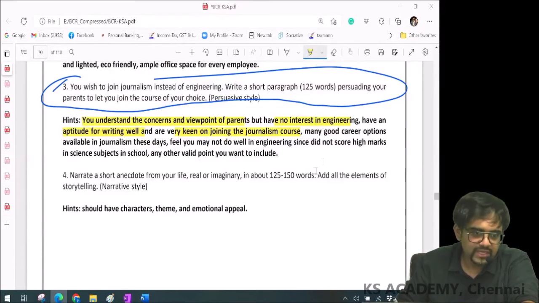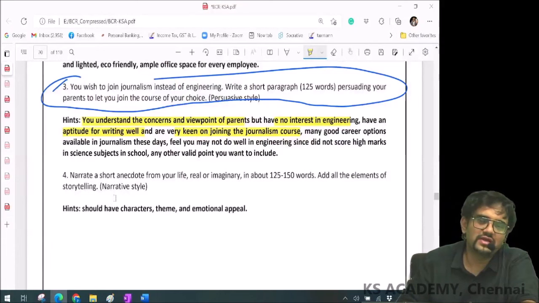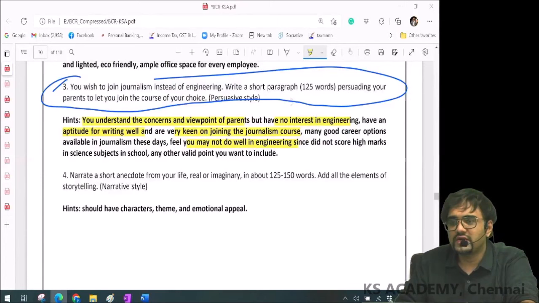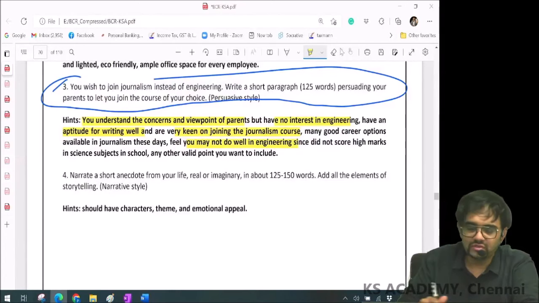You will also say many good career options are there in journalism. You should convince them that I will definitely look after myself 100%. I may not do well in engineering because I don't have the aptitude, but here I know for sure that I will do really well. That's very simple. So if it's 125 words, each line will be around 12 to 14 words, basically 10 lines. 10 lines is what you need to write.